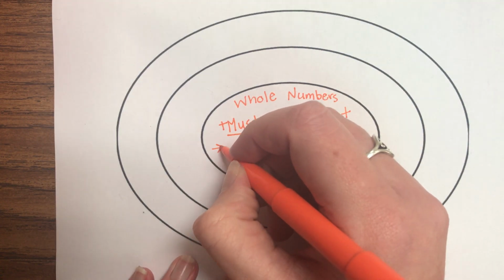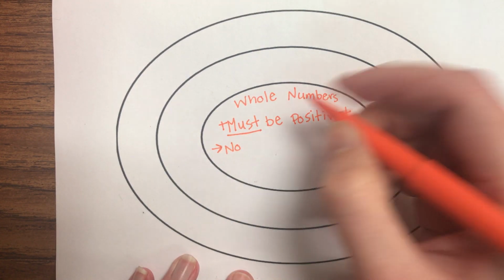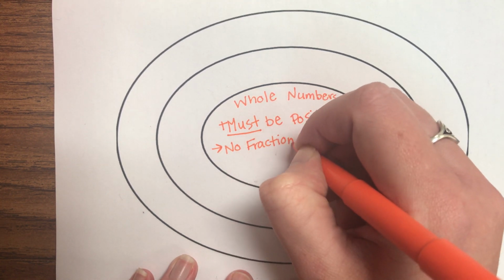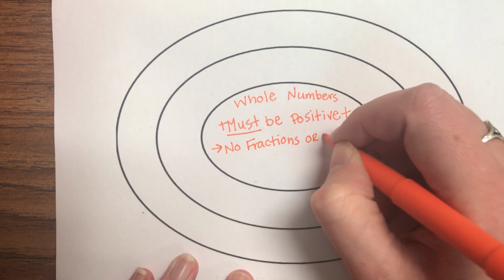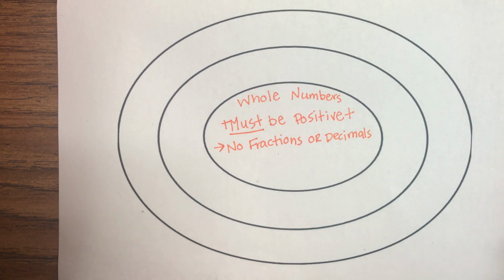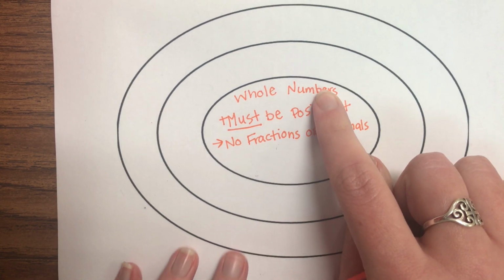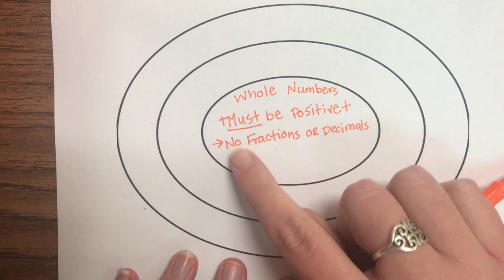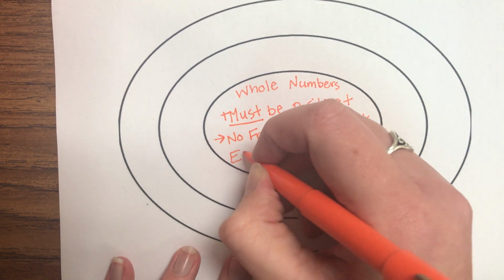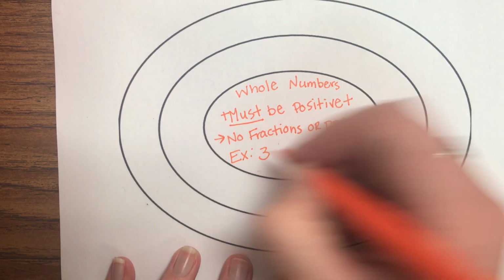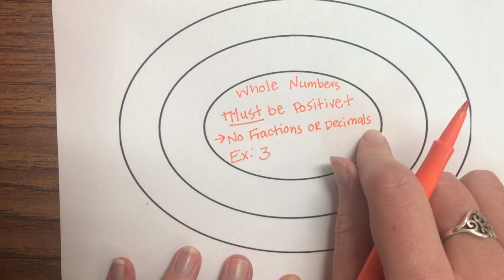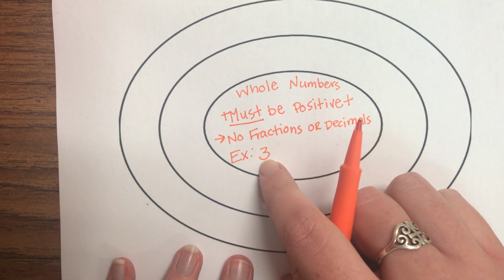Also, they cannot have fractions or decimals. We cannot have fractions or decimals if it's a whole number. So for it to be a whole number, it must be positive, so no negatives, and we can't have fractions or decimals. So let's look at an example. If I have, say, the number 3, it doesn't have to have the positive sign, so it's positive. It doesn't have a fraction or a decimal, so 3 is a regular whole number.